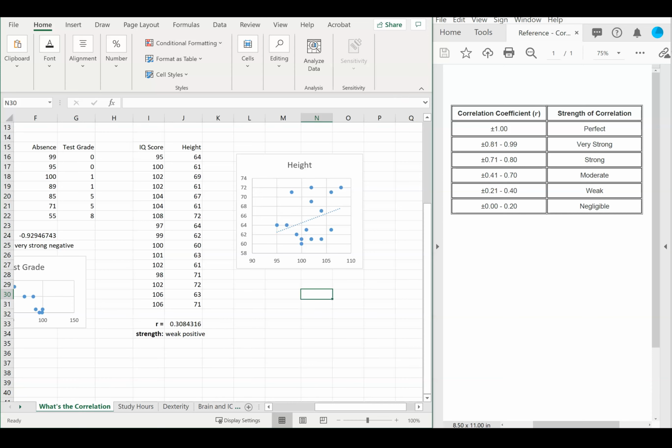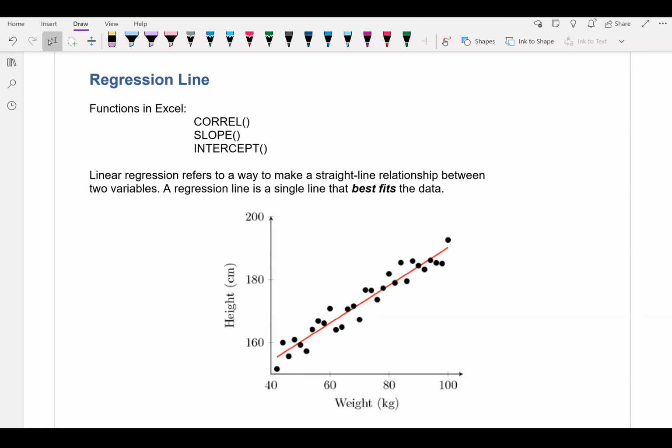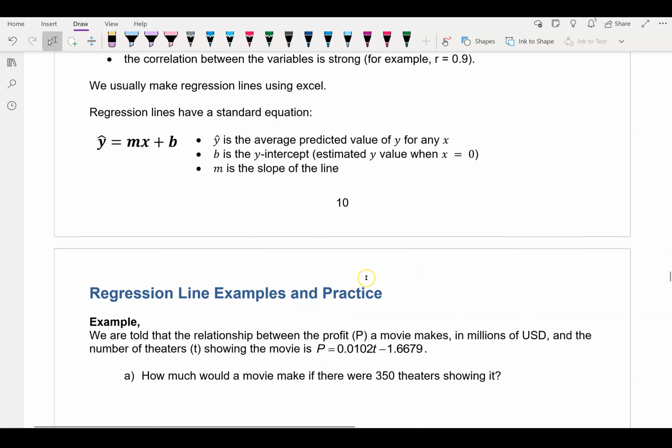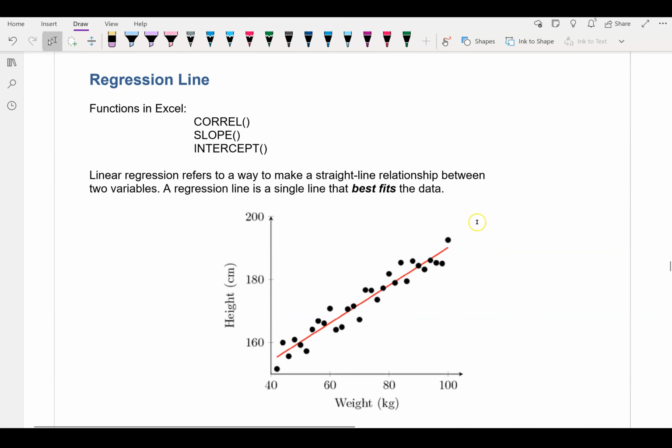All right, well, that's how you do scatter plots in Excel. We only have a little bit left to do, which is doing the full sort of chart. So let's do that, and we'll be done this unit. Okay, this is page 10 in your notes. Regression line. So the functions in Excel we're going to use are correlation, slope, and intercept. Correlation, slope, and intercept. But let's get into why we'd use those.